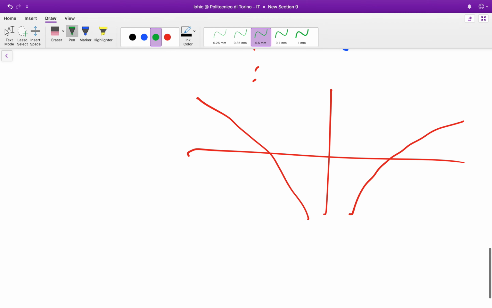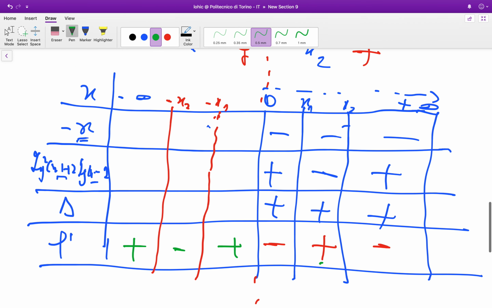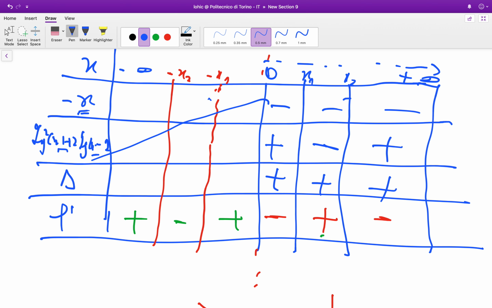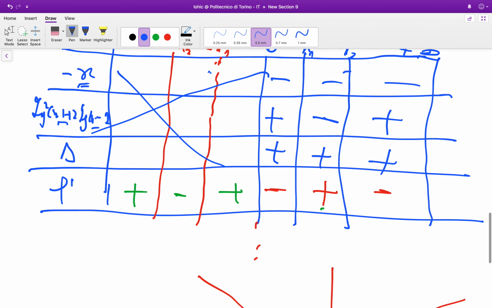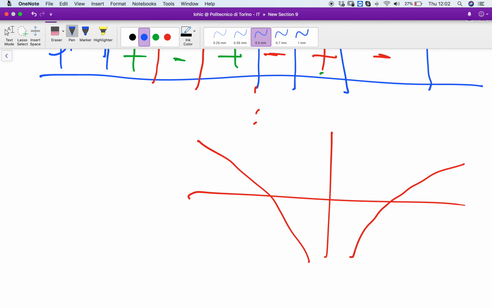Okay, doubts? So basically, it means that you need to study the sign of this. I don't need to put anything here. So you end up by saying that the function is positive.